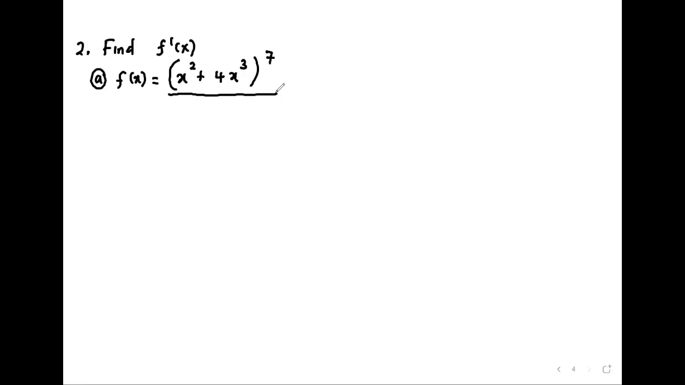Example 2. Find f prime of x. f of x is equal to x squared plus 4x plus 3, this whole thing to the power 7, divided by sin x.